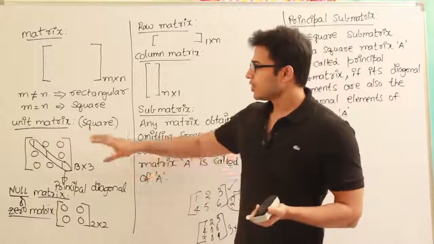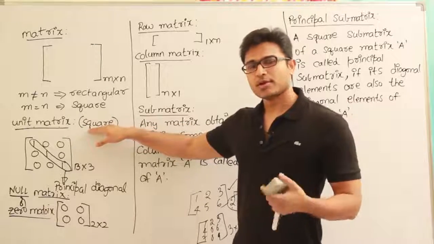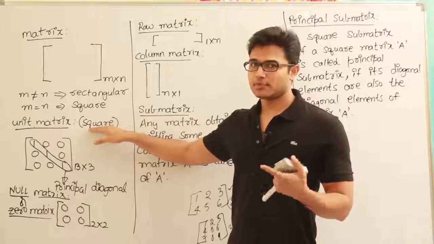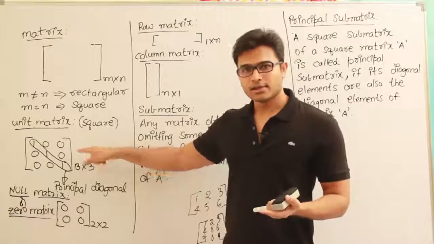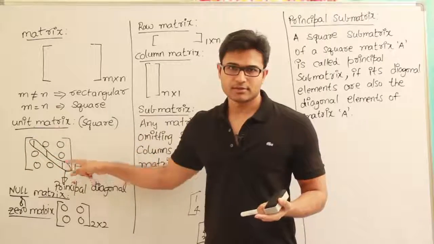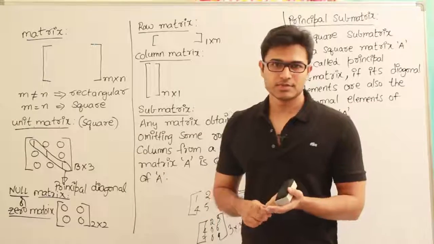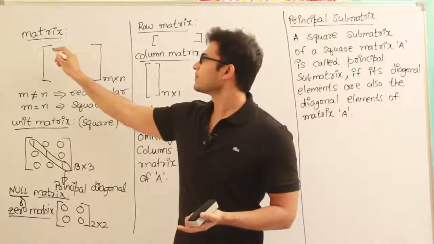Okay, so unit matrix is a square matrix. Square matrix means always the number of rows and number of columns should be equal in a unit matrix, and then the diagonal element, this is called the principal diagonal. Okay, so what is diagonal elements means, in order to understand diagonal elements, we can think of it this way.